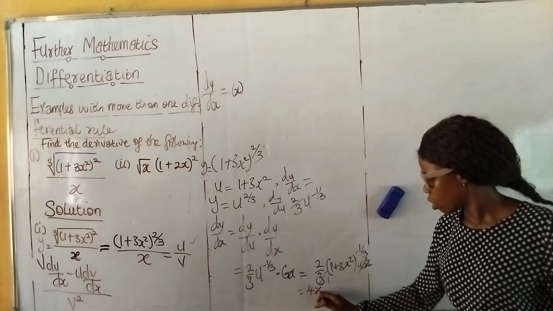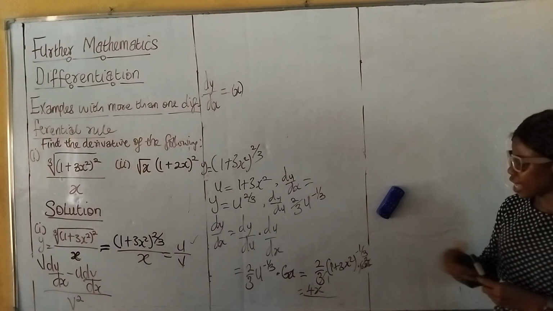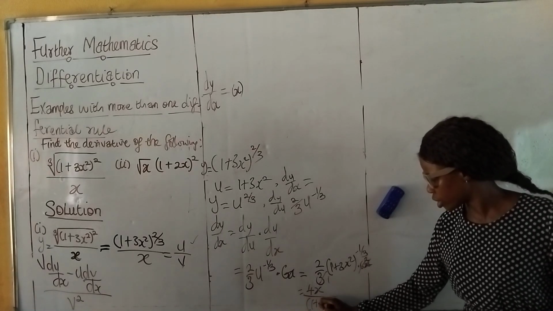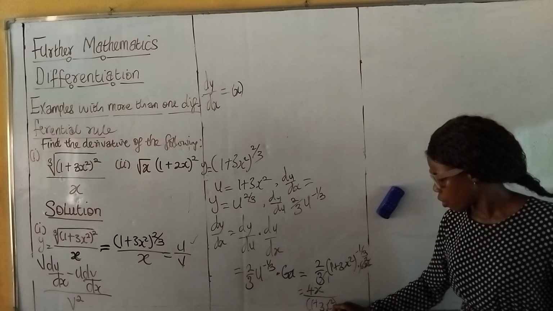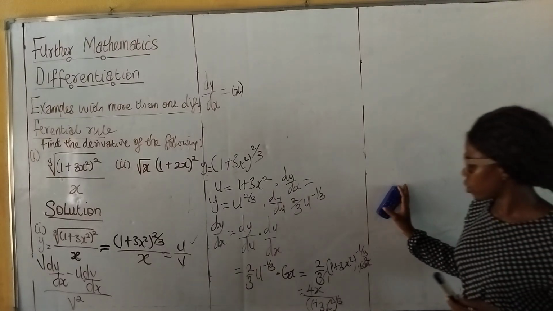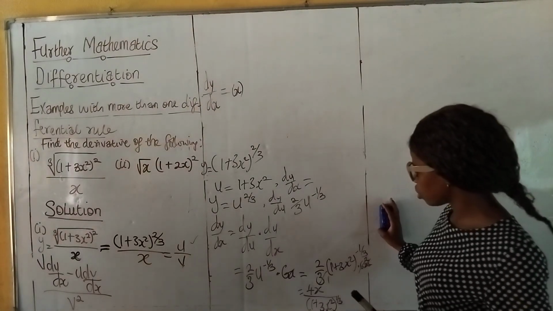4x all over. Now I want to take this down. If I take it down, it becomes 1 plus 3x squared raised to the power of 1 over 3. So that it will no longer be negative 1 over 3, but it will now be what? 1 over 3. So let us continue.